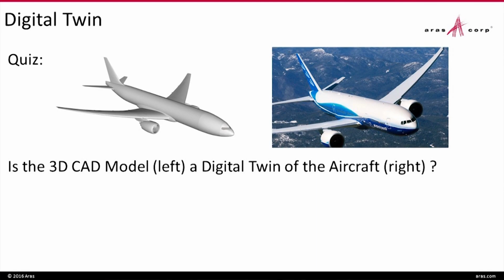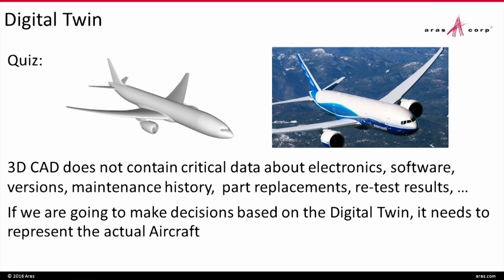So here's a quiz. I found a CAD model of an airplane. I think it's a 727, right? So does that CAD model, that 3D CAD model, which could even be photorealistic, count as a digital twin of the aircraft on the right? Your 3D CAD vendor says it is.